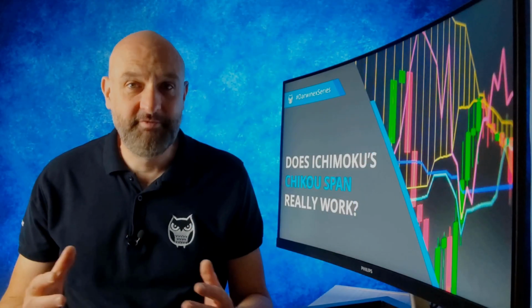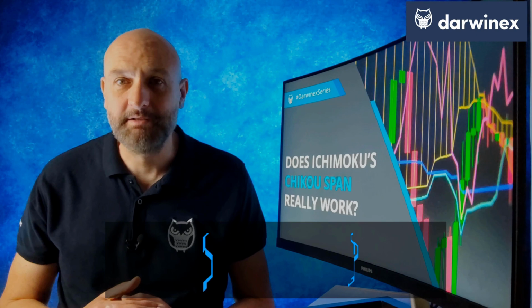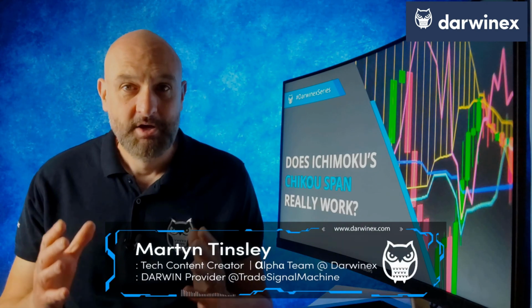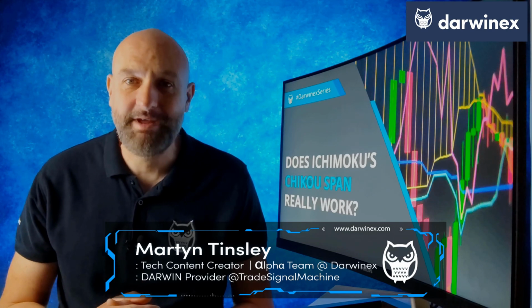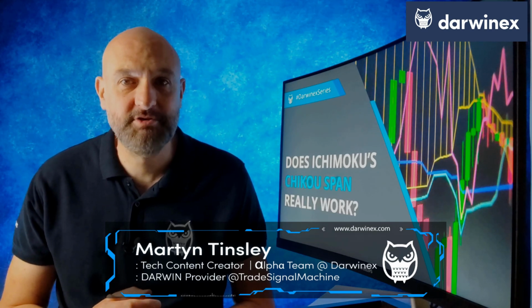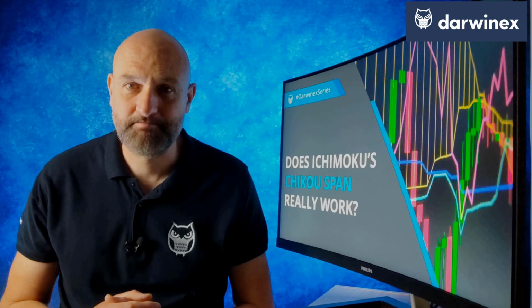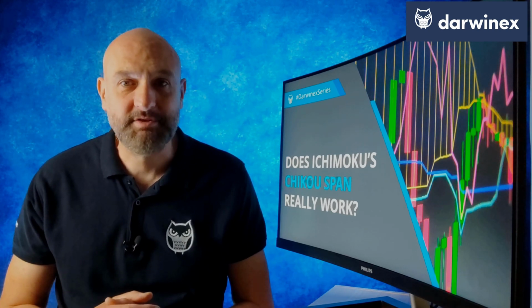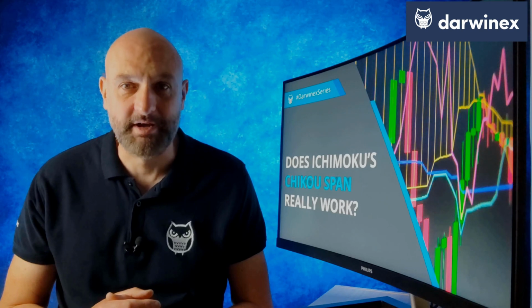Now back to today's tutorial. If you've been following this series, you'll have seen me build an Ichimoku based trading strategy step by step. The final task is to add a trend filter based on the Chikou Span line of the indicator. It's widely acknowledged and documented that this will help to filter out unprofitable trades. However, as you'll find out, this wasn't quite what I found.